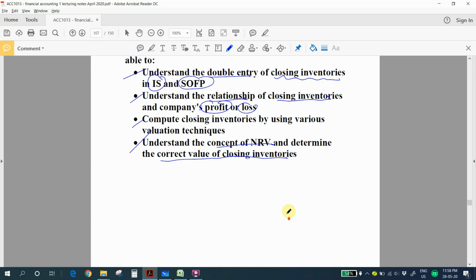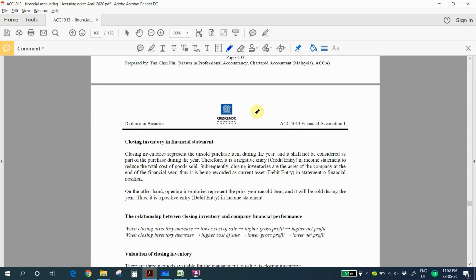So we start from the first one. What is the closing inventory double entry in the financial statement? The closing inventory represents the unsold purchase item during the year, and it shall not be considered as part of the purchase during the year. Therefore, it is a negative entry, we call credit entry, in the income statement to reduce the total cost of goods sold. Subsequently, closing inventory are the asset of the company at the end of the financial year. Thus, it is being recorded as a current asset, we call a debit entry in statement of financial position.